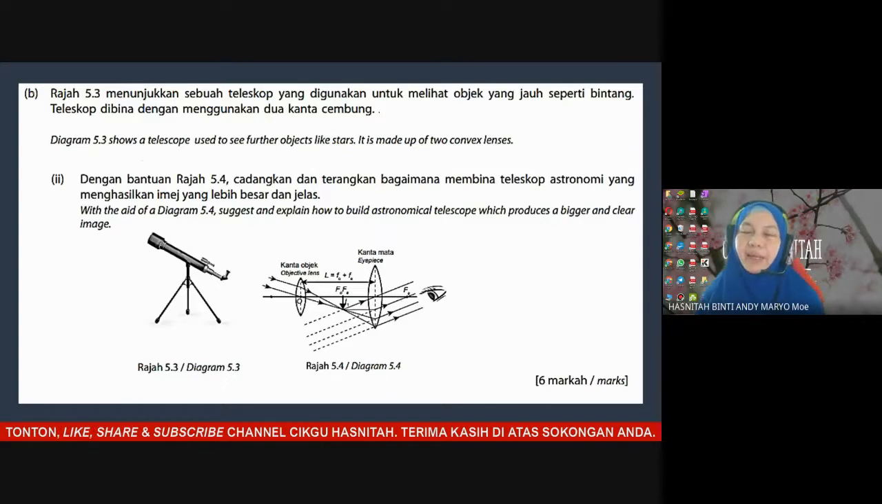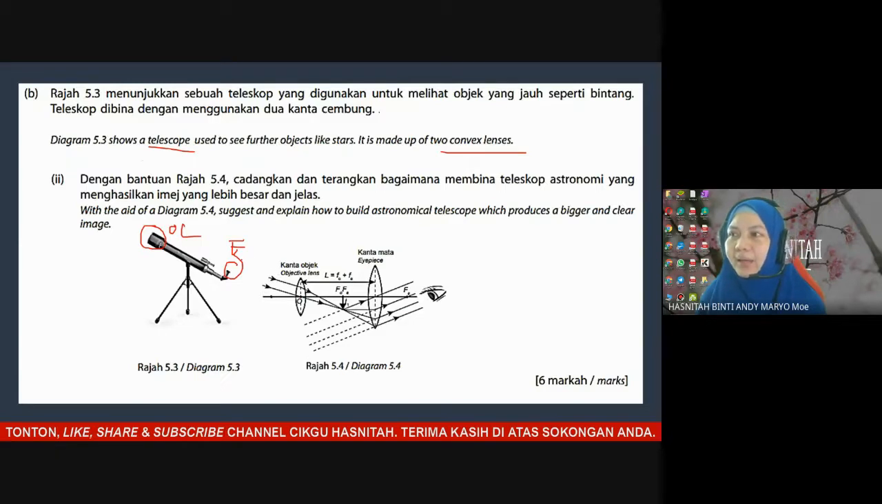Now we have application in telescope. Okay, they give you diagram 5.3. It shows a telescope used to see further object like stars. Okay, it is made up of 2 convex lenses. So this is the objective lens up here, and this is the eyepiece. Okay, this is the eyepiece. Okay, this is the structure of ray diagram for telescope students.